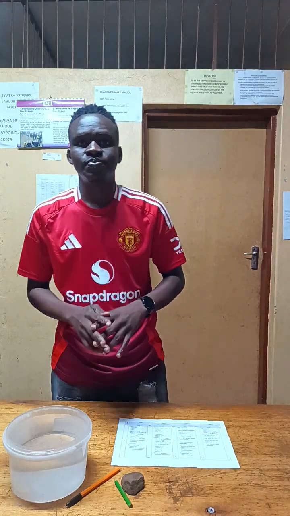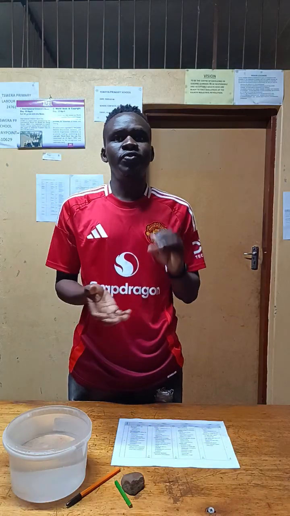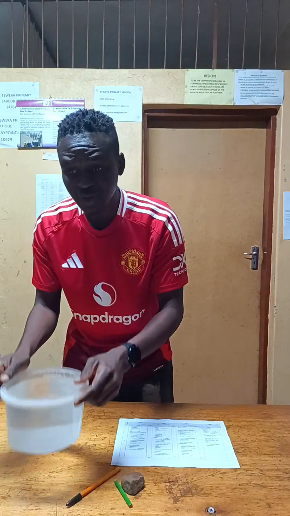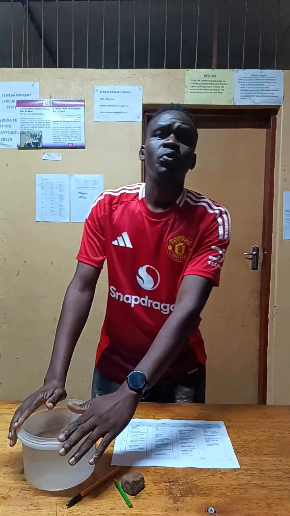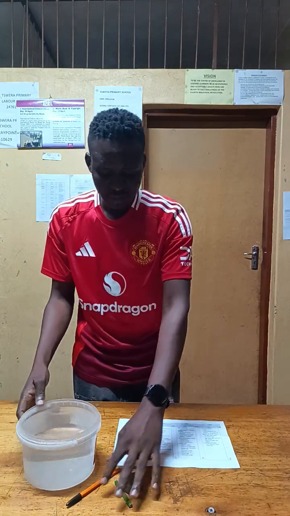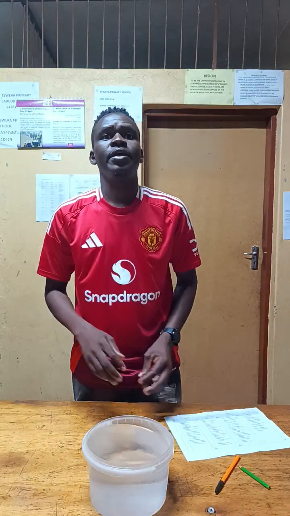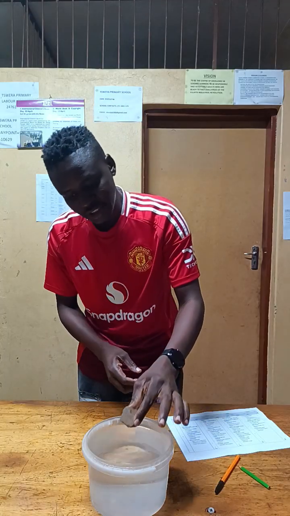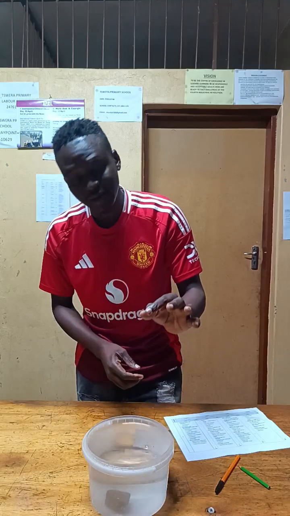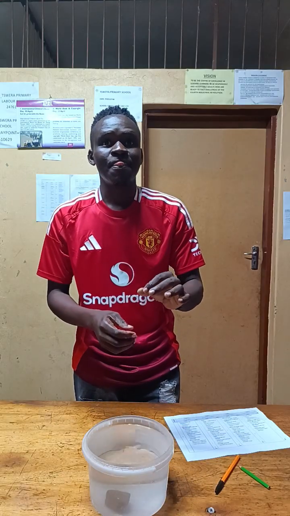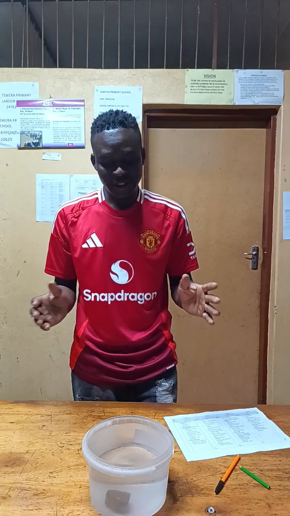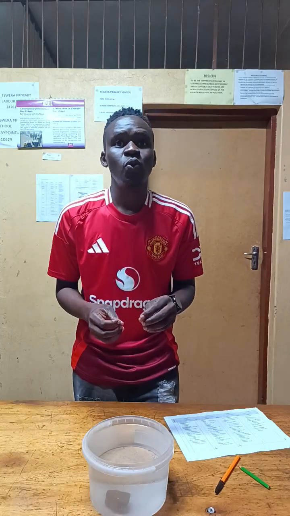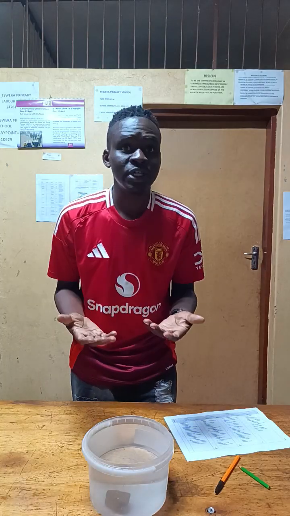The first step, you fill the 2 liter bucket halfway with water. Well, I've already filled mine with water. Number two, now we will take a stone and place it gently into the water. Then we'll see that the stone sinks into the water, which means that the stone is denser than water.